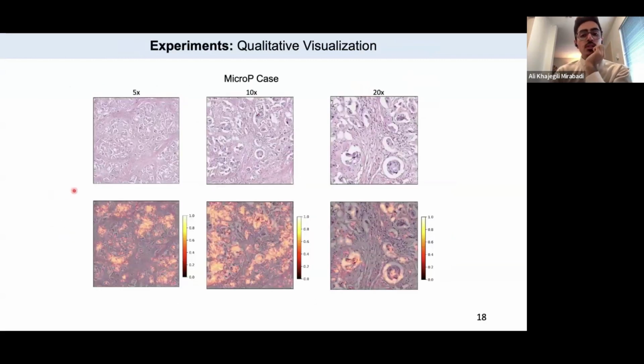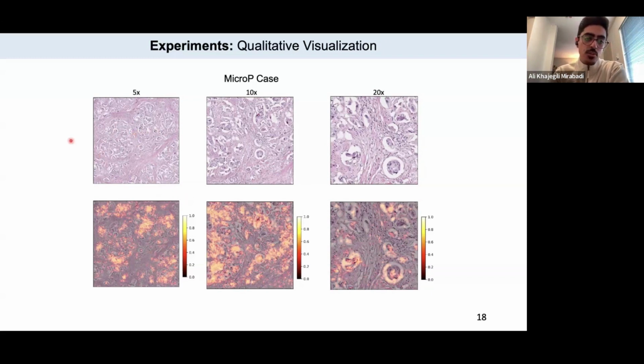And the last qualitative visualization is the patch level visualization. For the patch level visualization, as we cannot fit all the patches from the slide into the memory, because the patch size here is 1000 by 1000, it's hard to fit all the patches from the slide and then go to the graph and backpropagate to visualize the heat maps of the model.